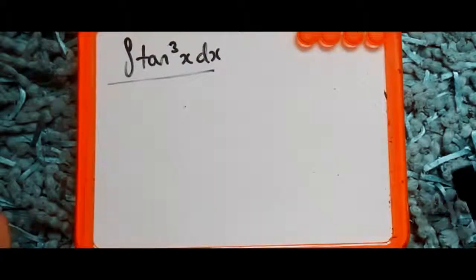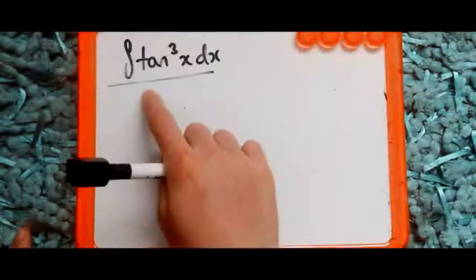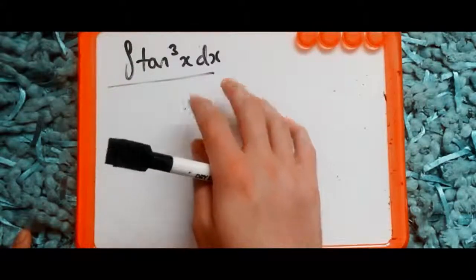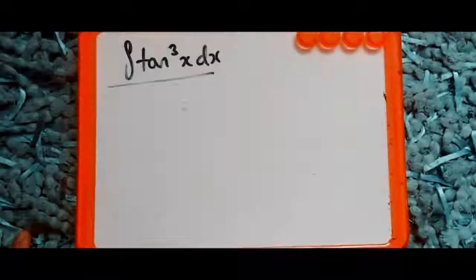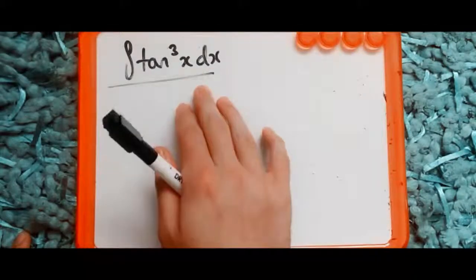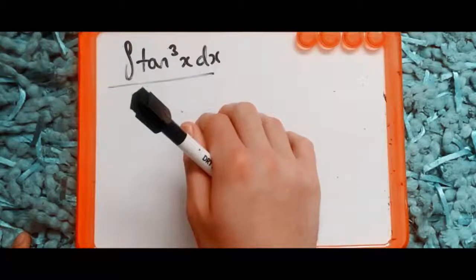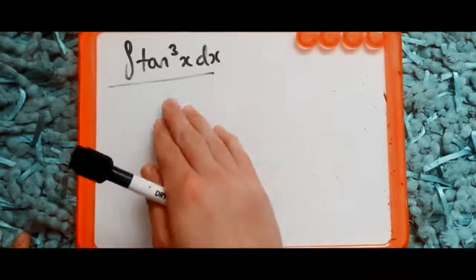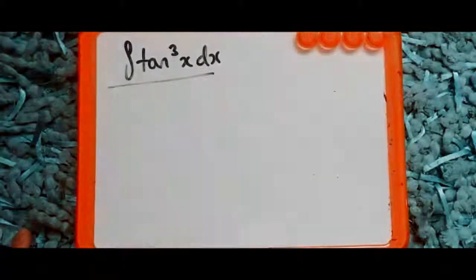Hi guys, in this video I'll show you how to integrate tan cubed x with respect to x using some really cool trigonometric identities. First things first, every time you've got a trig rule, I always recommend converting it back to sine and cos, at least 99% of the time, because they're usually easy to integrate. So without further ado, let's kick it off.